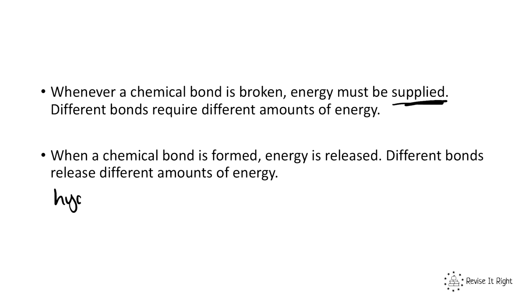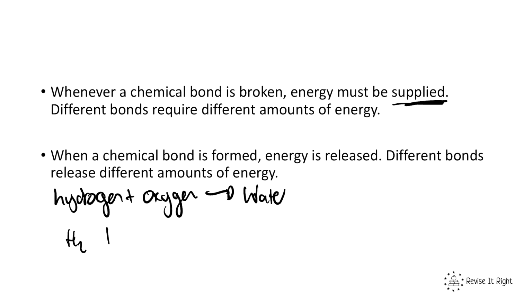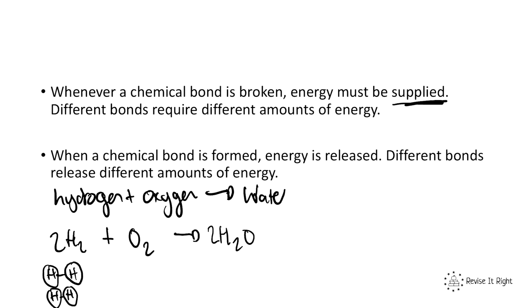So hydrogen plus oxygen to make water. Okay, so hydrogen, H2, plus oxygen, O2, to make H2O. Then of course we need to balance that equation out. So in order to do that we need two lots of H2 and two lots of H2O to balance the equation out. If we draw these out, that would mean that we've got two lots of H2 and one lot of oxygen, O2, here.